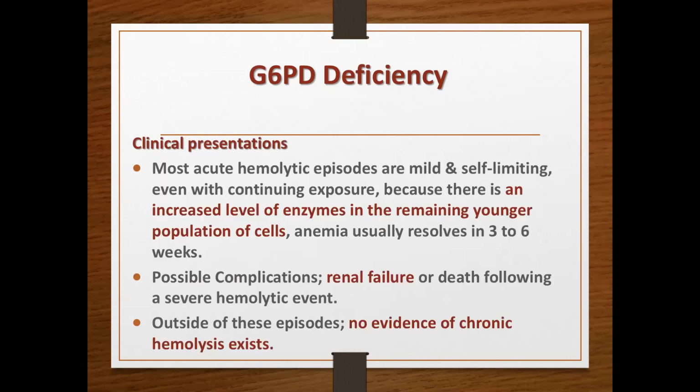Most acute hemolytic episodes are mild and self-limiting, even with continuing exposure, because there is an increased level of enzyme in the remaining younger population of RBC. Anemia usually resolves in 3 to 6 weeks. Another possible complication is renal failure due to clogging of renal tubules by free hemoglobin. Also, death might follow a severe hemolytic event. Outside the episode, there is no evidence of chronic hemolysis.